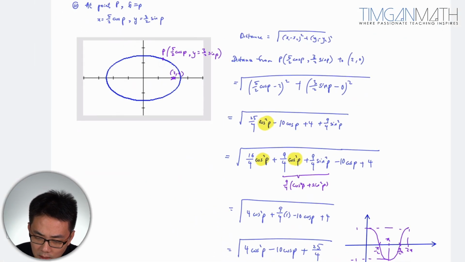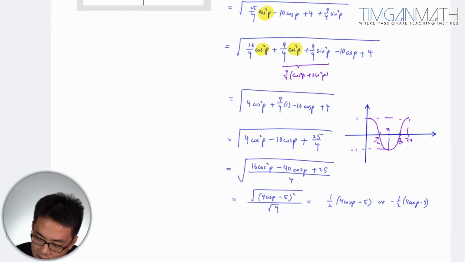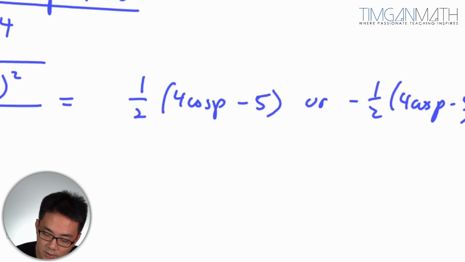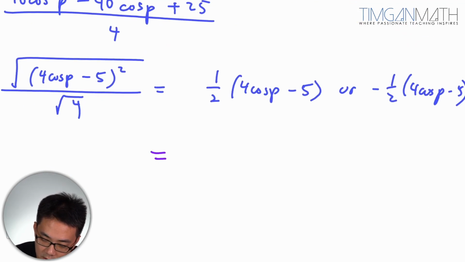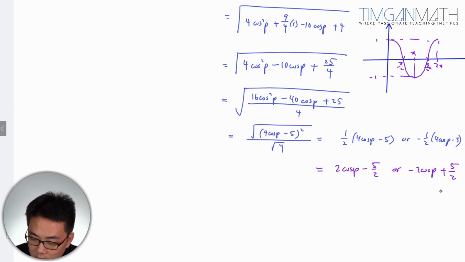We have to know that in this case we want it to be positive. So 4 cosine p minus 5 over 2, as opposed to minus 2 cosine p plus 5 over 2. So this is 2 graphs here: 2 cosine p minus 5 over 2, or minus 2 cosine p plus 5 over 2. I think the easiest way is just to plot the graph.